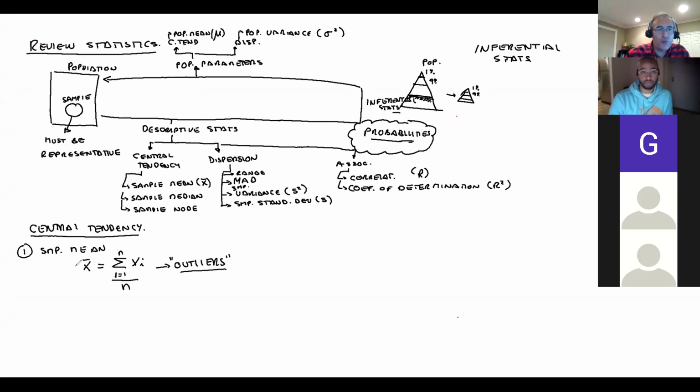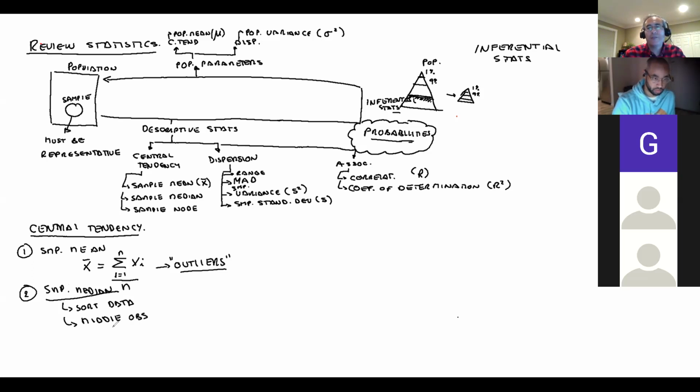Okay. Now, of course, the sample median is simply that you sort the data and you just take the middle observation, correct? Do you agree with me, guys? Sort data and middle observation. That's the median, correct?